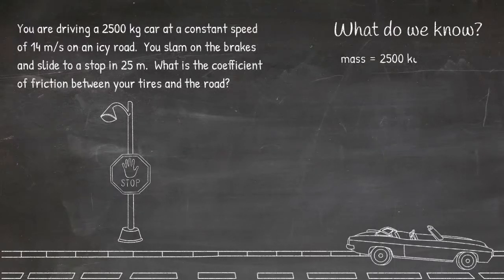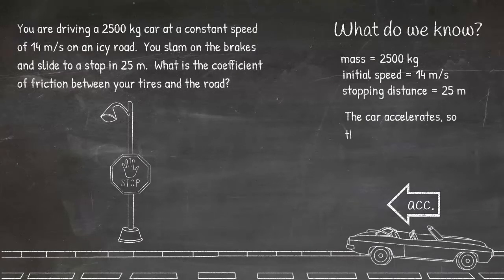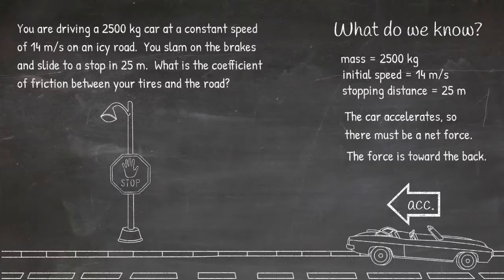Mass of the car is 2,500 kilograms. It has an initial speed of 14 meters per second, and it stops in a distance of 25 meters. Right? If the car comes to a stop from its initial speed, that means that the car must accelerate. Now, in physics, we call it an acceleration, positive or negative, depending on whether it's speeding up or slowing down. But we use acceleration for the same term. So, now, if there is an acceleration, that must also mean there is a net force, and that force has to be in the same direction as the acceleration, which means towards the back of the car.